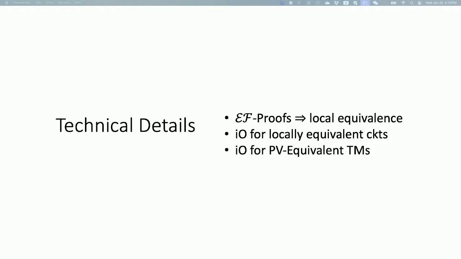Okay. So in the rest of the talk, I'm going to show you more technical details. First, I'm going to show you how to construct this sequence of intermediate hybrids, leveraging this polynomial size EF proof. Next, I'm going to show you how to build I/O for these locally equivalent circuits. And finally, I will show you briefly how to leverage the idea to build I/O for Turing machines. Okay, so I will first show you how to build this series of intermediate circuits using polynomial size EF proofs.